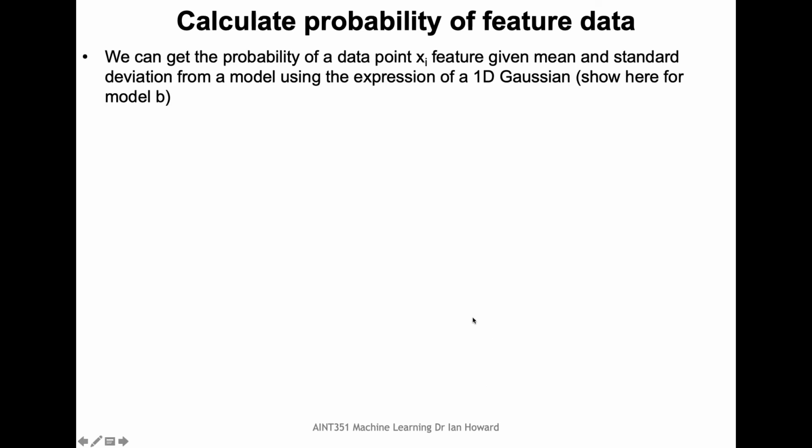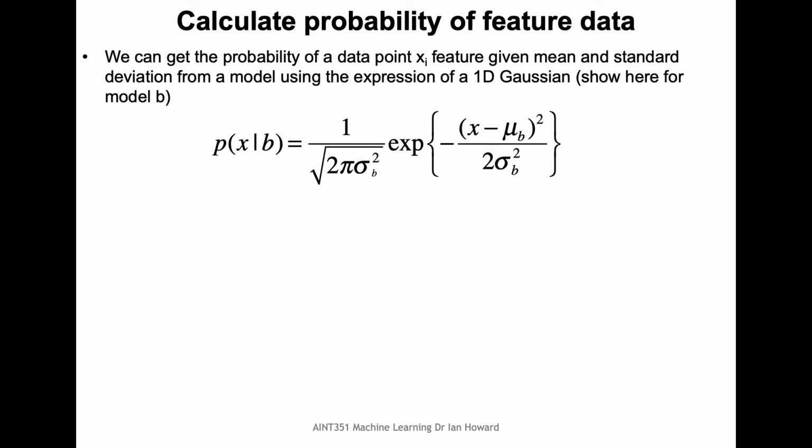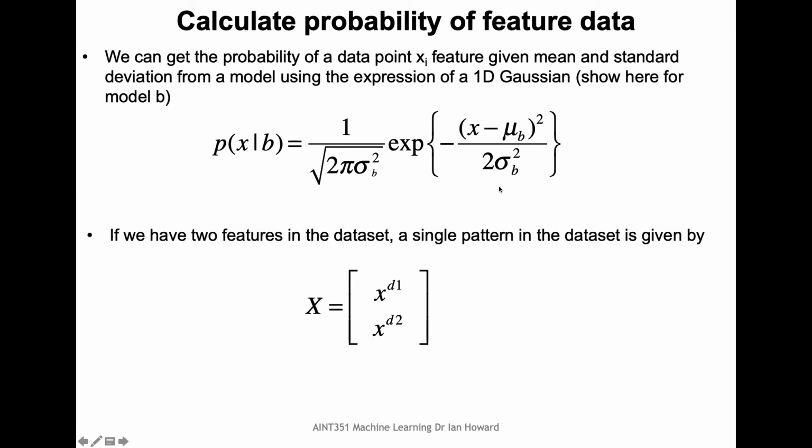So what does that mean, right? Well, now we can calculate the probability again of getting data from class B. In this case, if it's a Gaussian, we just have to look at the single dimensional case. If we've got two features, then a single pattern is going to have the following form, two-dimensional data, where D1 and D2 represent dimensions 1 and 2.